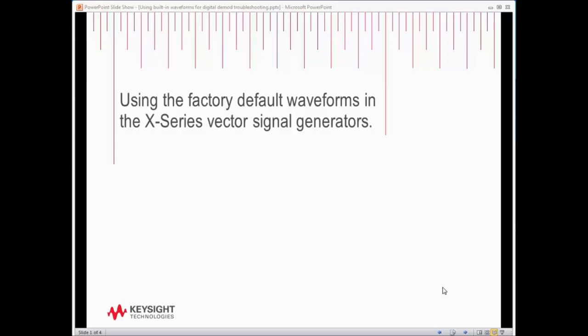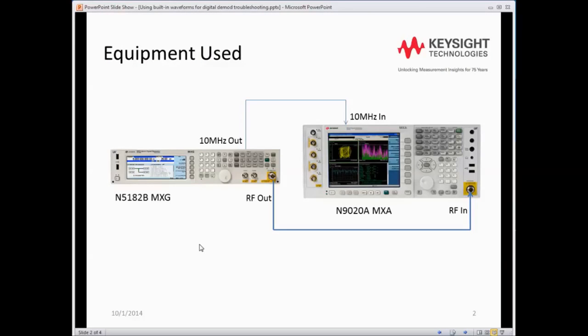However, there is another option to consider for customers that have an X Series vector signal generator from Keysight Technologies. These generators come with factory default waveforms that can be used to create a known good signal for demodulation verification purposes. For this demonstration, I'm going to be using the N5182B MXG vector signal generator and the N9020A MXA signal analyzer with the 89601B VSA software for demodulation.